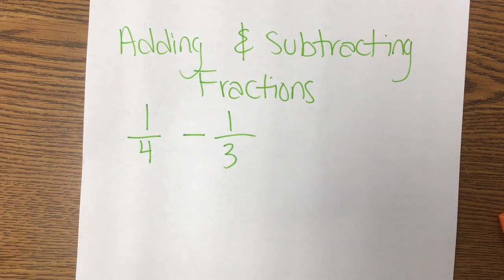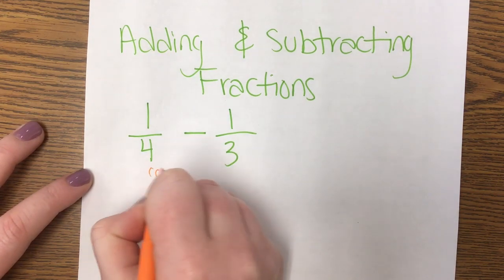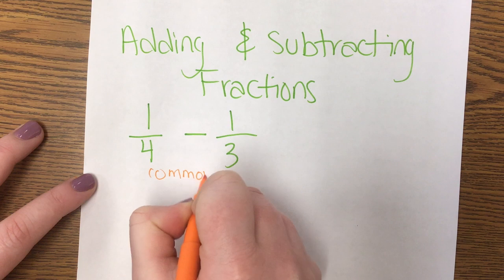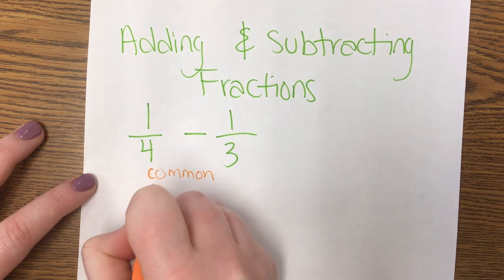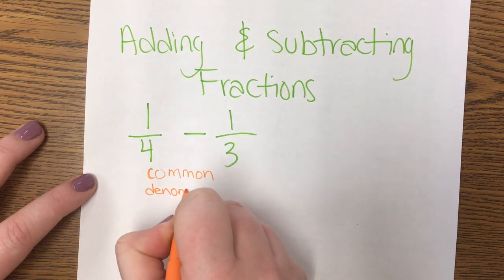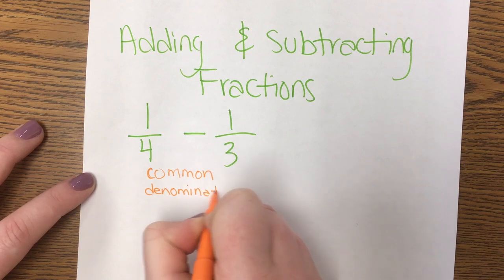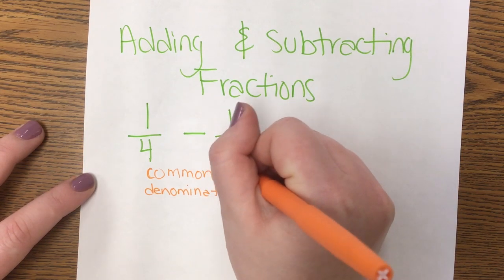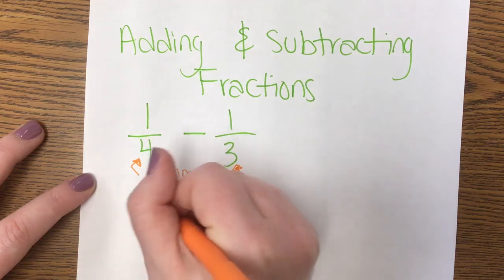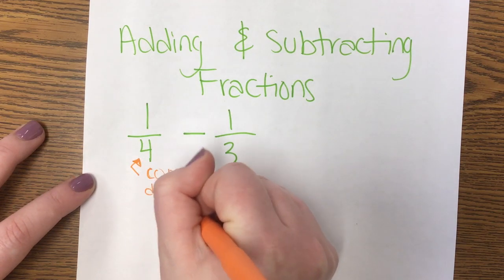So again, when we are dealing with adding and subtracting fractions, we need to find the common denominator. This is always going to be your first step, finding the common denominator. What this means is that your two denominators have to be the same or equal.